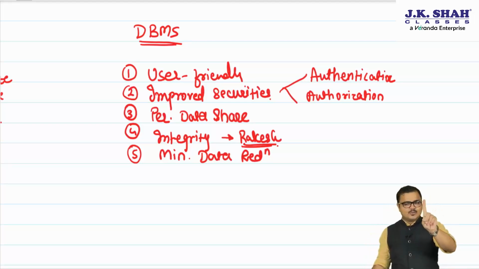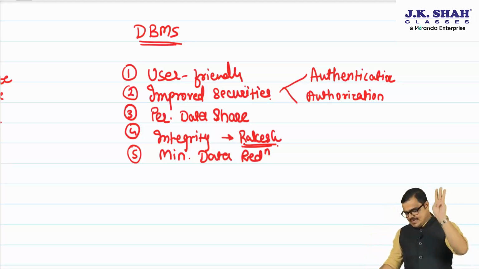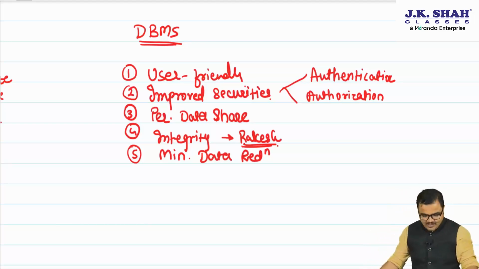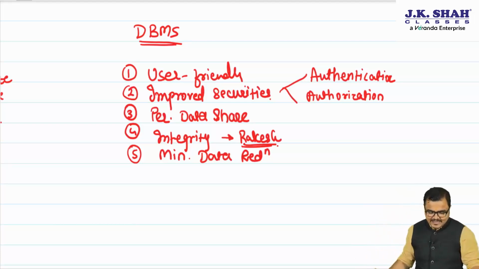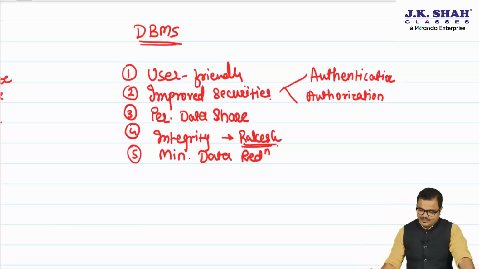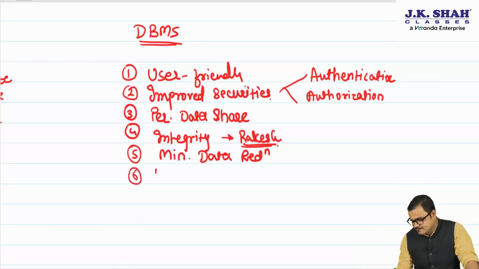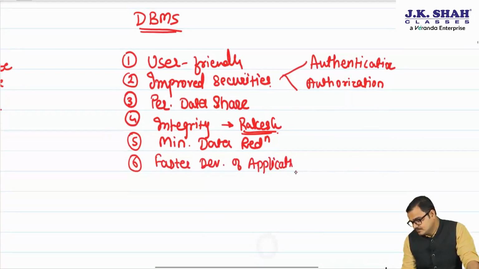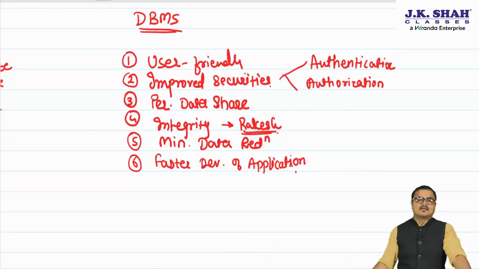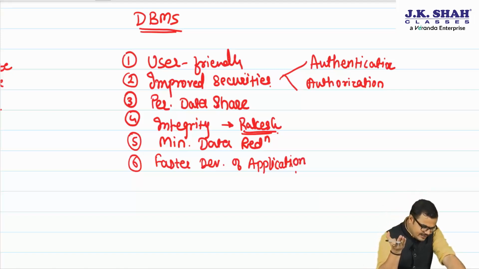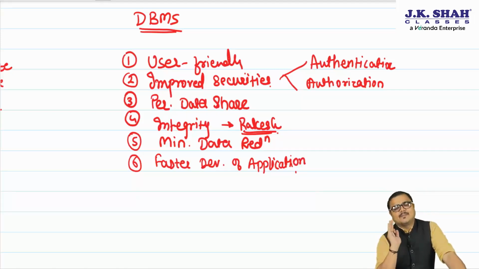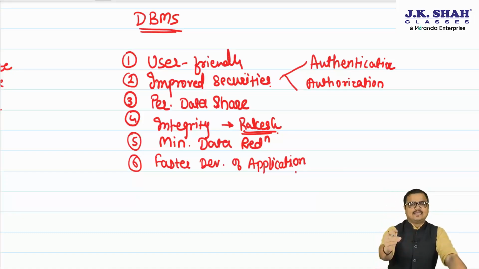Yes sir. So number 1, it's user friendly. Number 2, improved securities. Number 3, it permits data sharing. Fourth, integrity can be maintained. Fifth, minimize the data redundancy. Very important one: faster development of application. If you want to develop any application, it requires data. If you already have a database properly, then 110% your application development can move so easily.